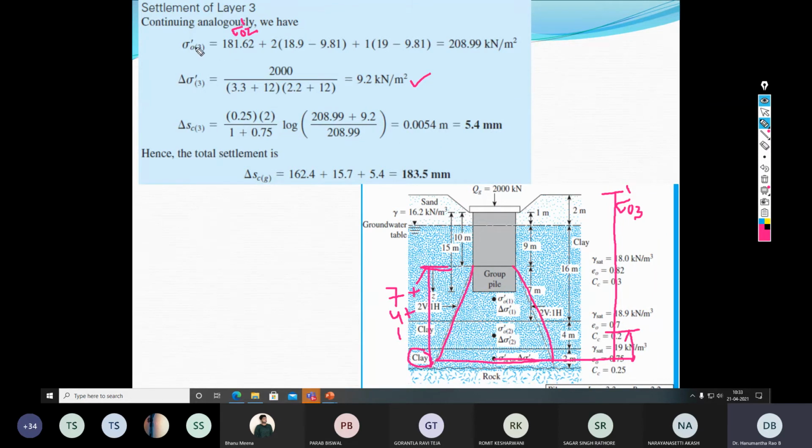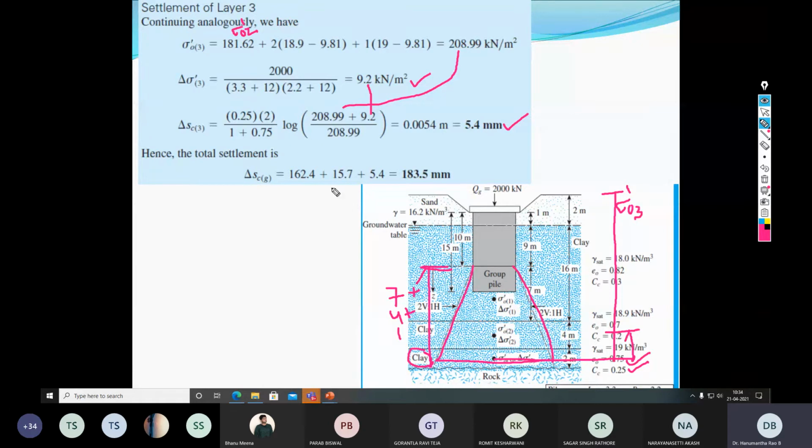And we have calculated sigma naught 3 and we have calculated delta sigma 3. And for this layer, CC has already been given. CC is 0.25 and E naught is 0.75. So sigma naught 3 is calculated as 208.99, and delta sigma is calculated as 9.2. So substitute and calculate for the consolidation settlement in layer number 3. So that comes out to be 5.4 millimeter.